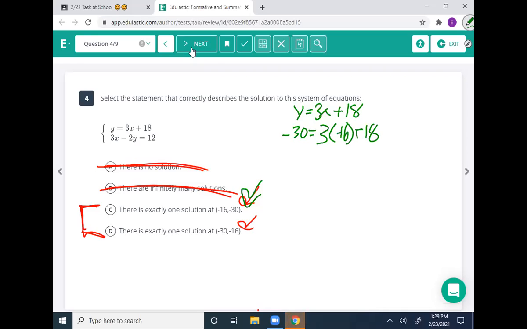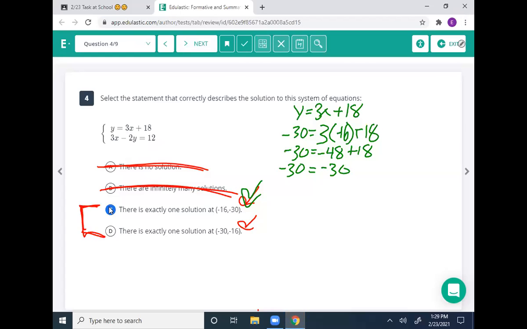Like I said, I'm going to go a little bit faster because I got to get through a couple more of these. -30 is equal to 3 times -16, which is -48, plus 18. -48 plus 18 gets me -30, so -30 is equal to -30. Is that true? Is -30 equal to -30? Yes, it is. So this is going to be the solution here.